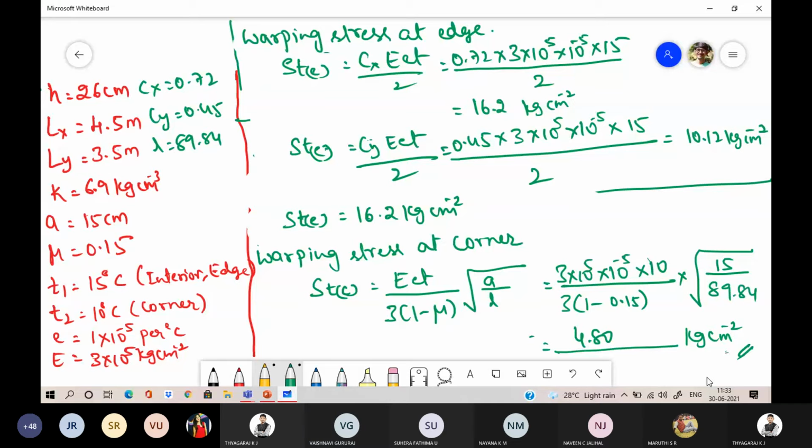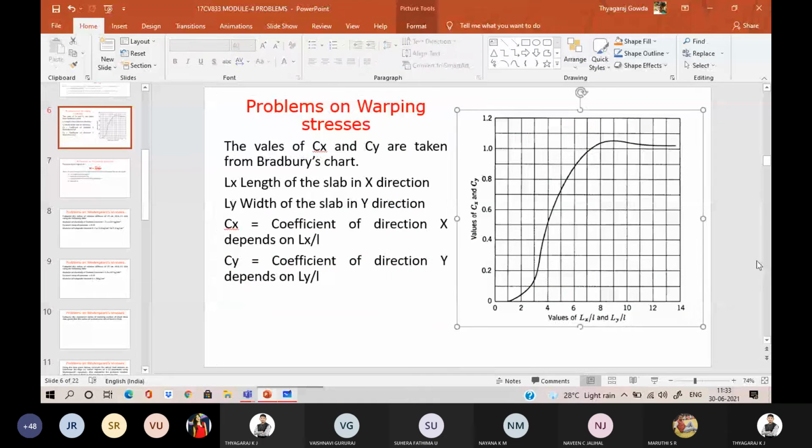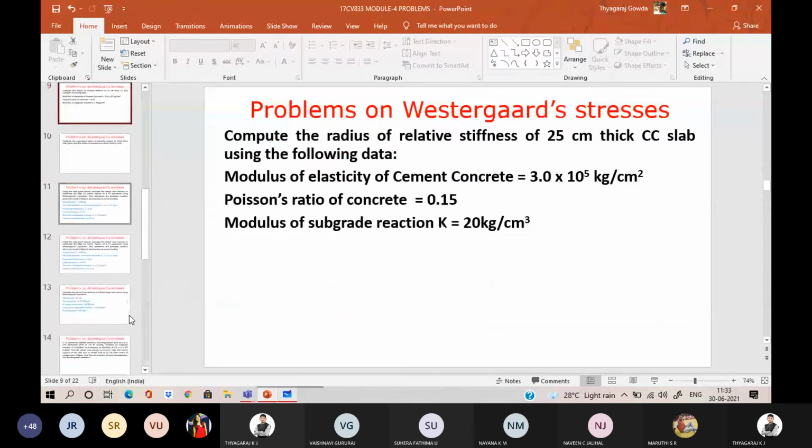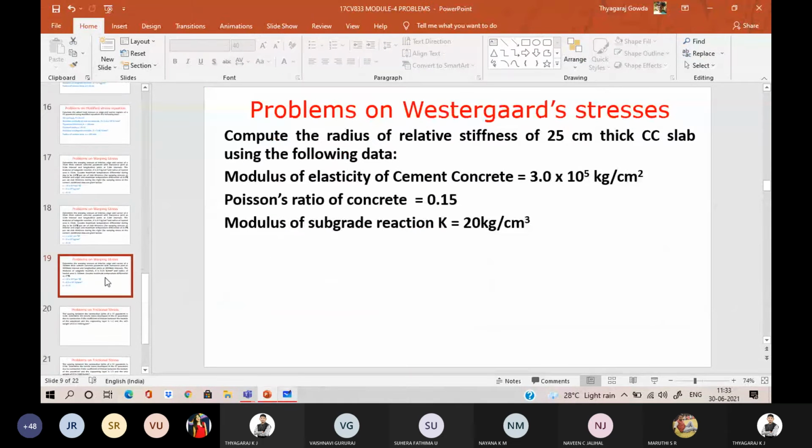4.80. So check whether you people are getting these values or different values. Suhaira, Ayana, check it. Are you getting the same values? Yes, sir. Okay, this completes another problem on warping stresses. So I hope the next problem you people will be solving without my help. We'll see whether you people will solve or not.